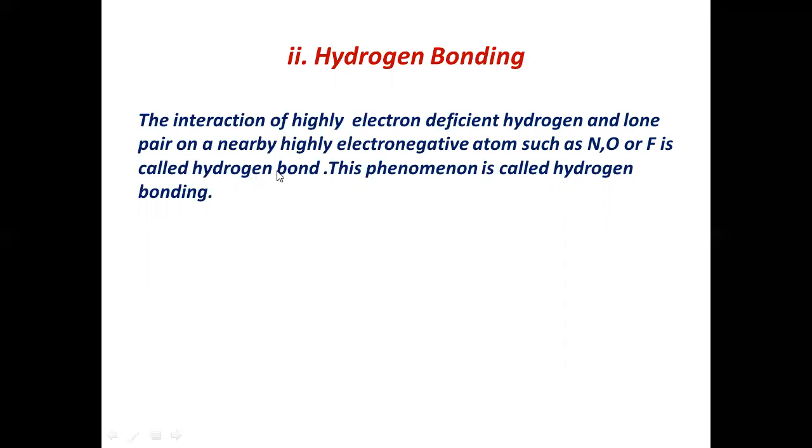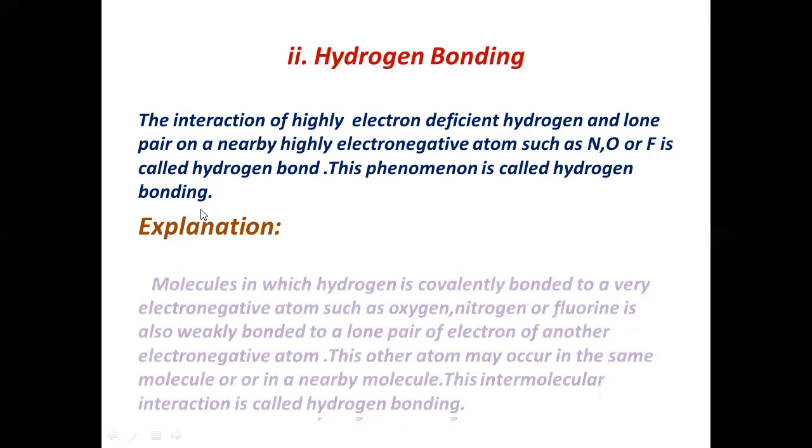And the lone pair on a nearby highly electronegative atom, such as nitrogen, oxygen, or fluorine, where lone pair electrons are present on these atoms. So hydrogen will pull the lone pair electrons from nitrogen, oxygen, or fluorine, and in turn will make a bond which is called a hydrogen bond. This phenomenon is called hydrogen bonding. The bond is called a hydrogen bond, but the phenomenon or the process is called hydrogen bonding.